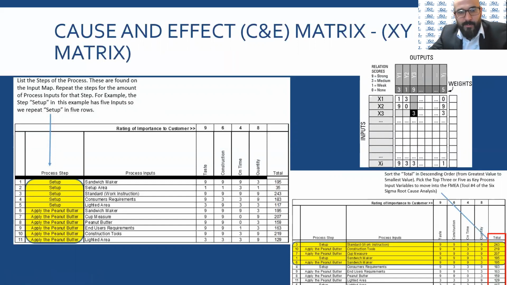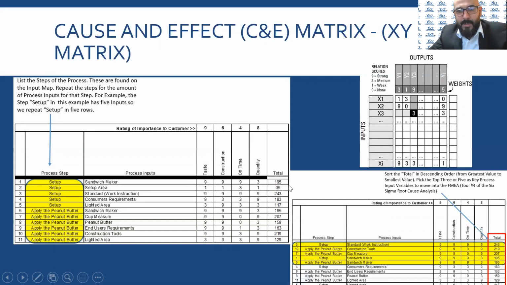What would be the rate for that? So for example, let's continue with the peanut butter sandwich. We look into the setup. Here's the setup. We have 5 steps in the setup. We look into the input. What is the output? Taste, construction, on time, and quality. And you rate these on a scale of 1 to 10, 10 being very good, the highest, and 1 being the lowest. And you give the total here. What would be the total?